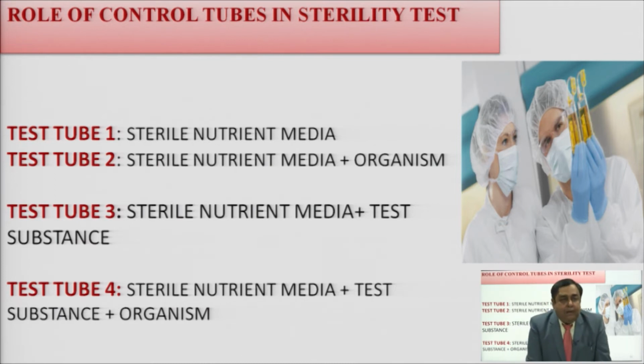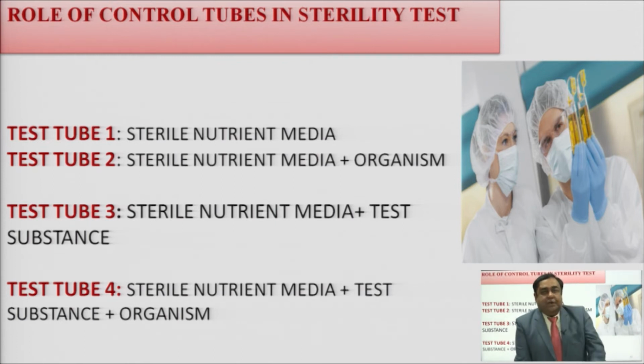Test tube number 1, we take sterile nutrient media. Test tube number 2, we take sterile nutrient media plus organism. Test tube number 3, sterile nutrient media plus the test sample which you want to test. Test tube number 4, sterile nutrient media, test substance plus organism.